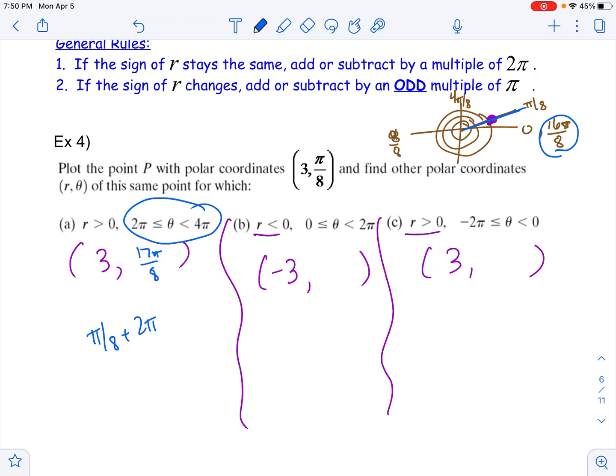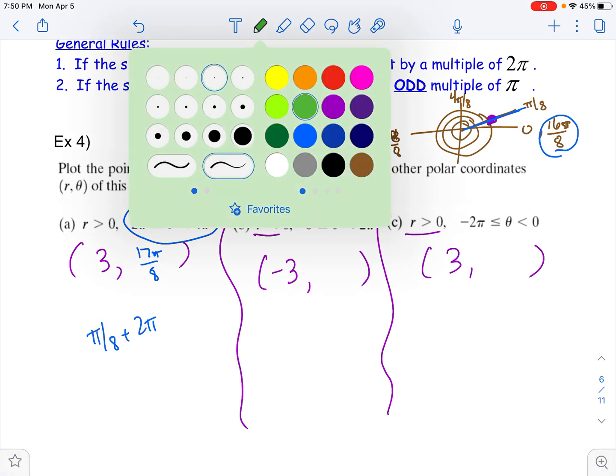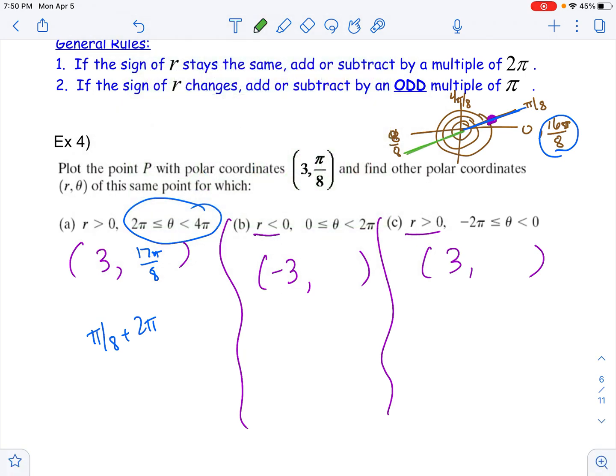I want to keep that common denominator like we've done in the past, so I've got to add 2 pi. All right, if I look at the next one, it says R has to be negative. So that means I have to end up on the opposite ray. And then I want to go back 3 units to get to that same point. So what would that angle be?